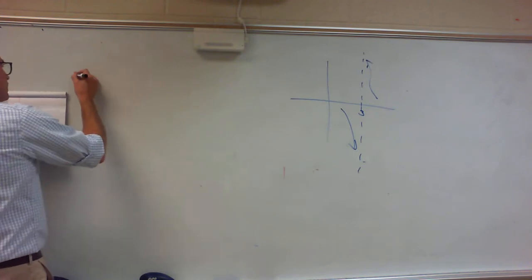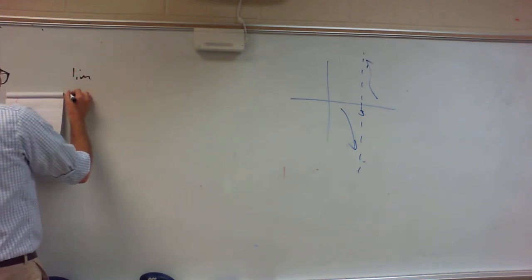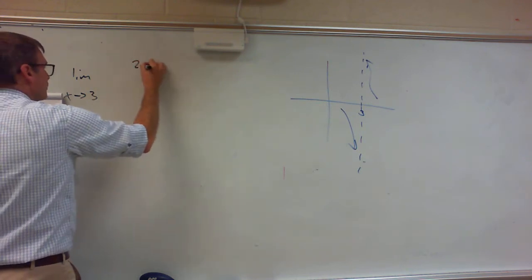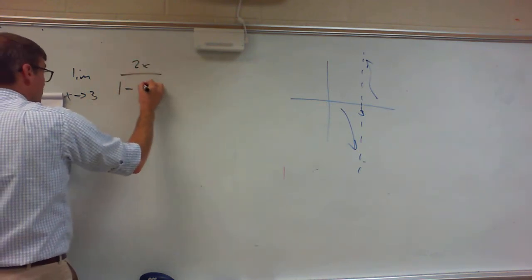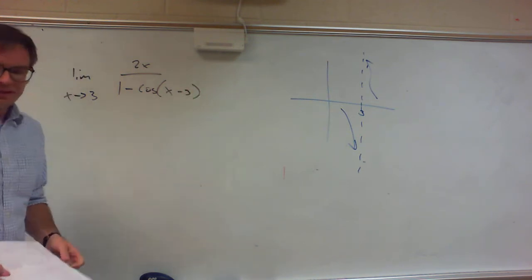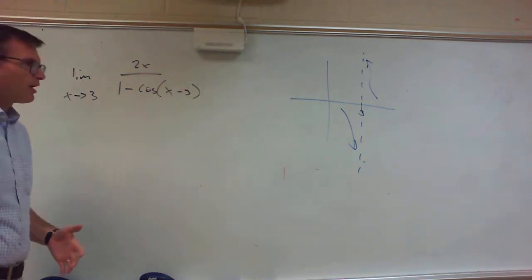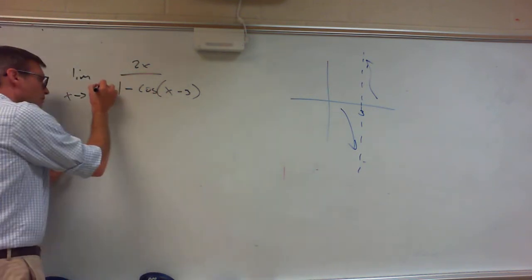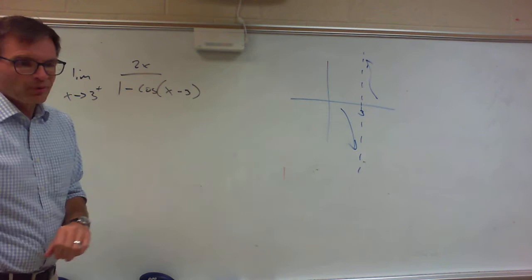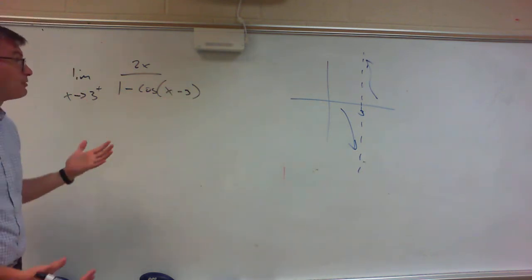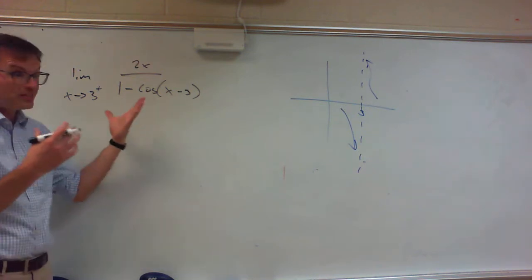What if I ask, what's the limit as x approaches 3 of 2x over 1 minus cosine of x minus 3. And this officially qualifies as ugly because it's got a trig function in it. Oh, wait, I'm going to say I'm going from the right. Right? Well, first we have to establish what exactly is going on.